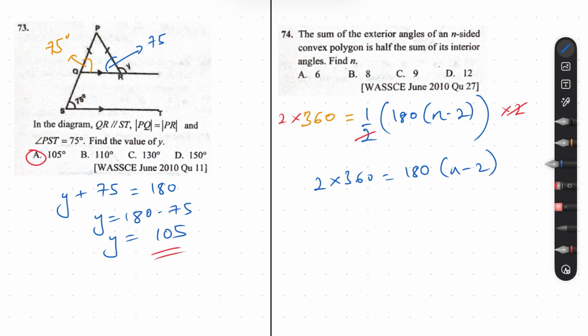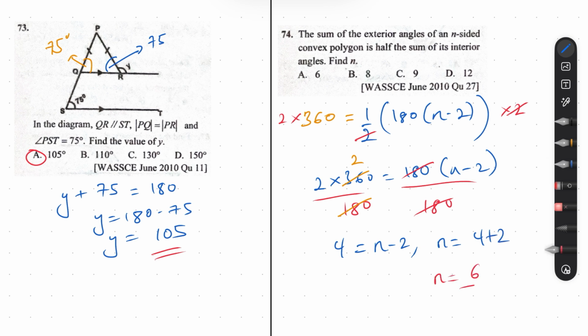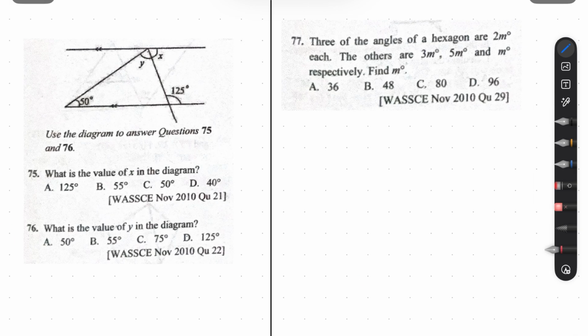Okay? Then we divide both sides by 180. So 180 cancels 180. Then here, 180 will go into 360 twice. So finally, we'll have 2 times 2, which is 4. I mean, this 2 times this 2 is 4. So let's write that down. So we have 4 equals n minus 2. So we'd have n equal to 4 plus 2. And finally, we have n equals 6. Okay? So answer is A. Cool. Let's move on to question number 75.